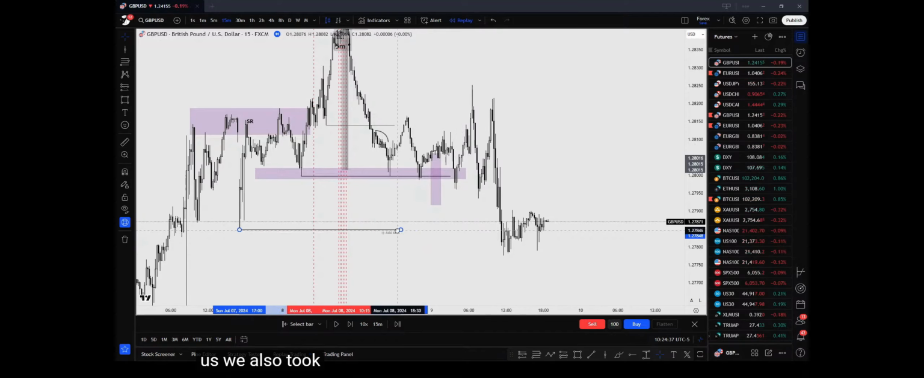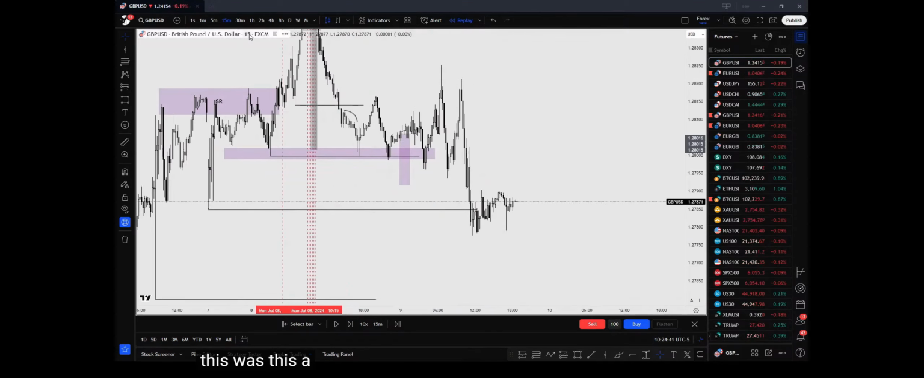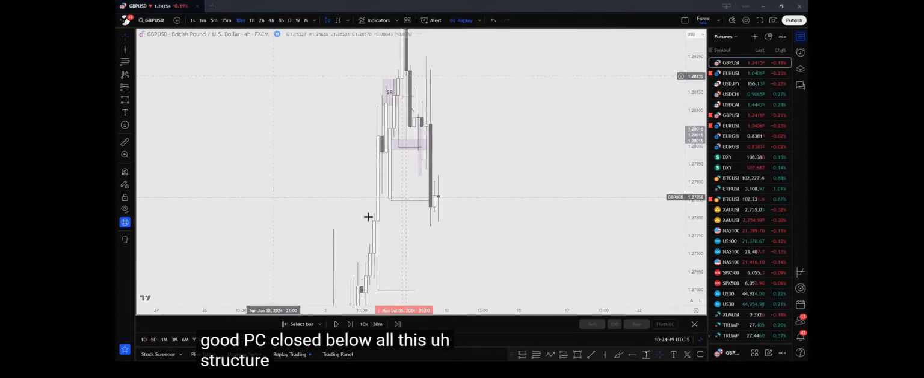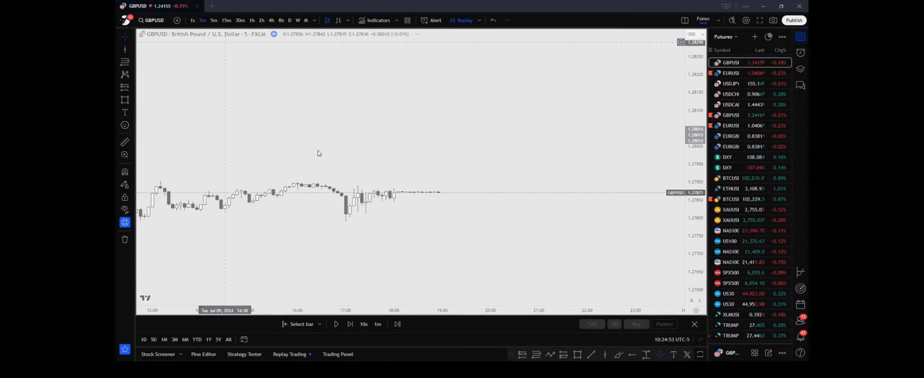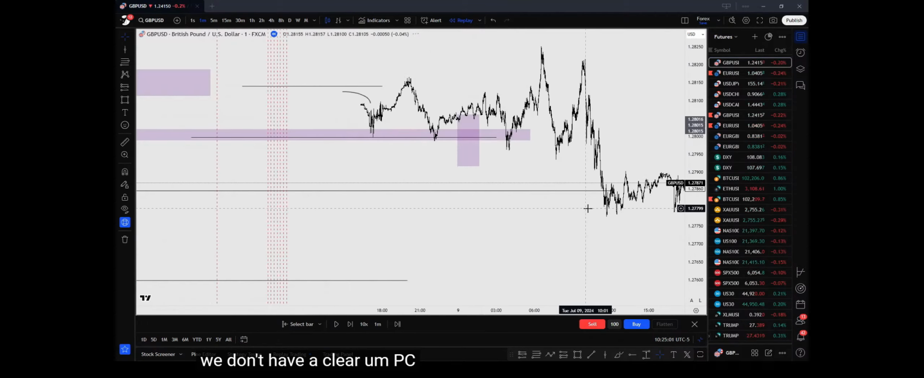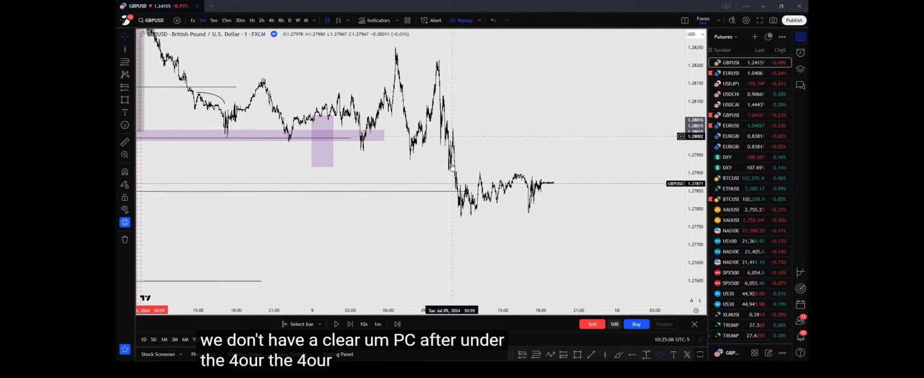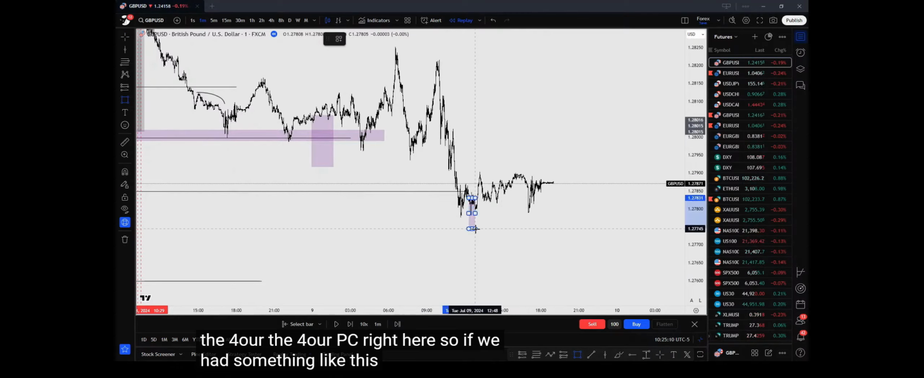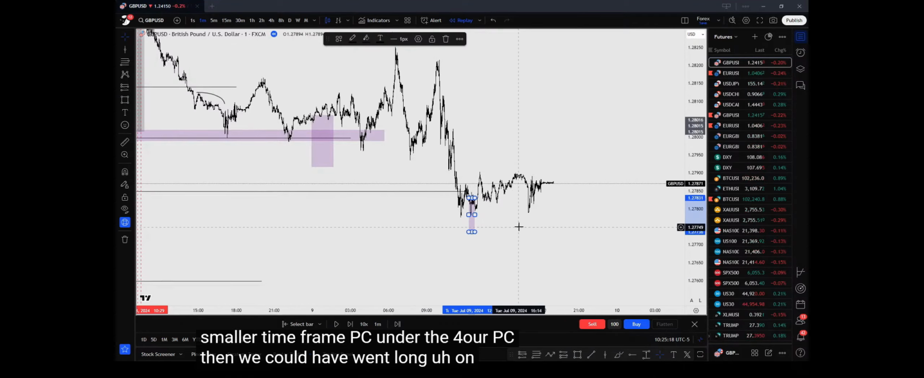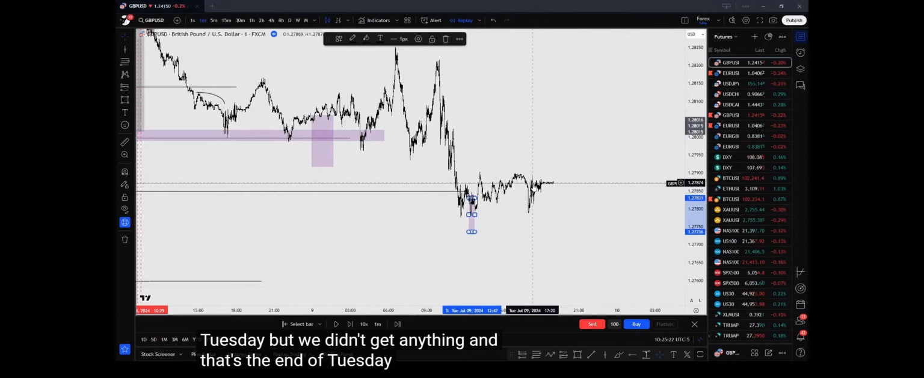We also took this. Was this a PC to the downside? It was a PC actually. It was a good PC close below all this structure. We don't have a clear PC after under the 4-hour PC right here. So if we had something like this, a smaller time frame PC under the 4-hour PC, then we could have gone long on Tuesday, but we didn't get anything, and that's the end of Tuesday, I guess.